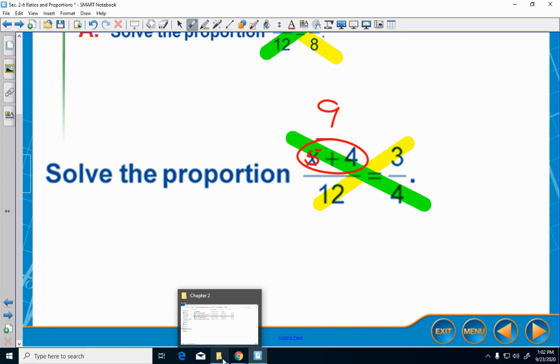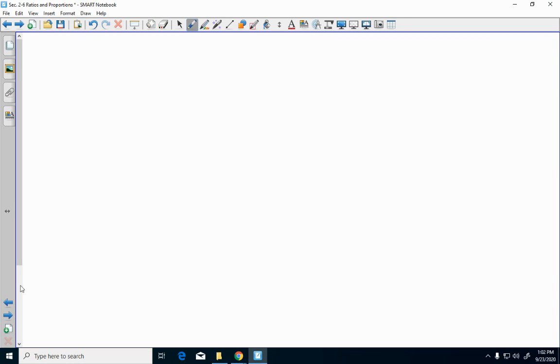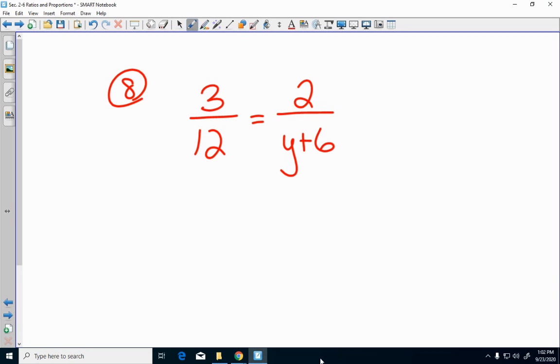I'm going to pull one here. It's actually from your homework. So when it's in your notes, you can just reference it on your homework that it was one of the problems we did in class, okay? This is number 8. So when you get to your homework, you'll just be able to reference back and write your answer down. So 3 over 12 is equal to 2 over y plus 6.